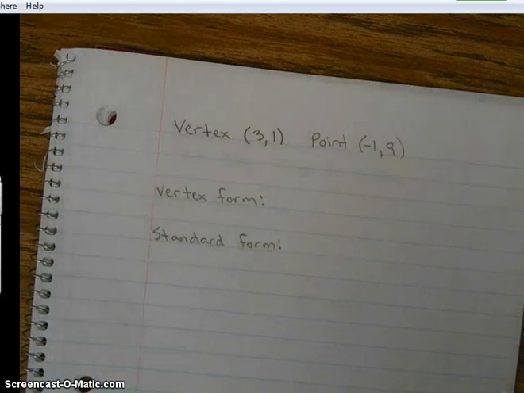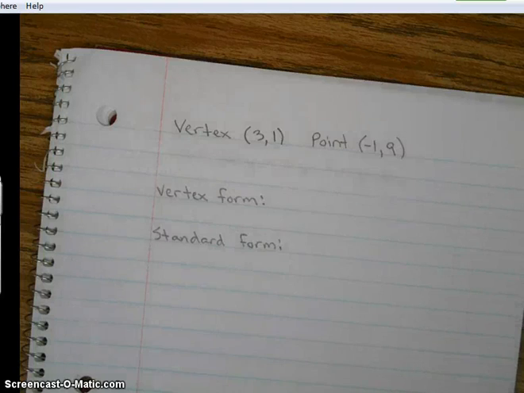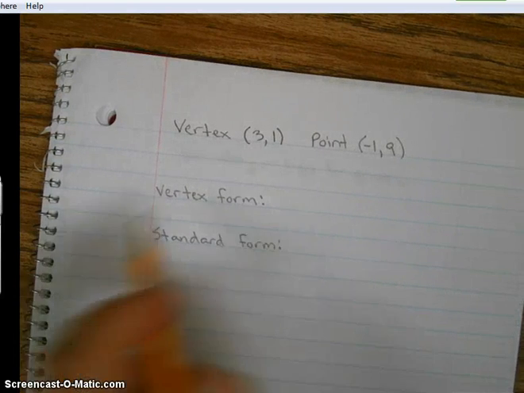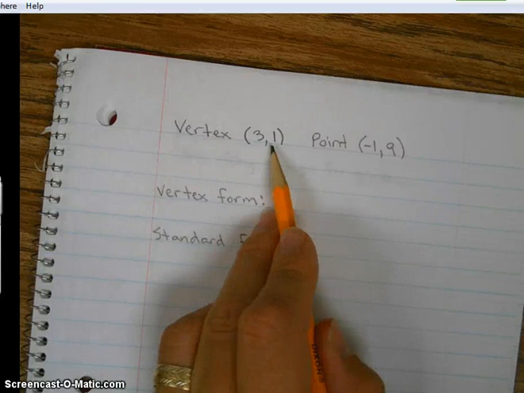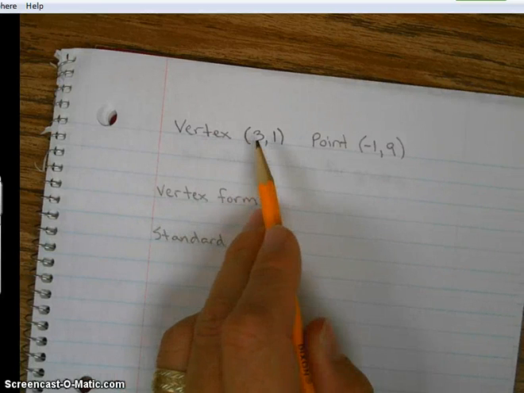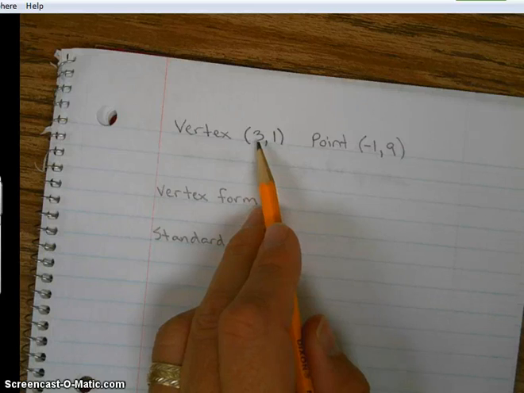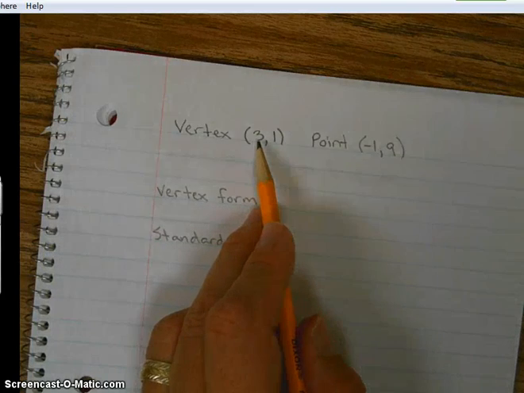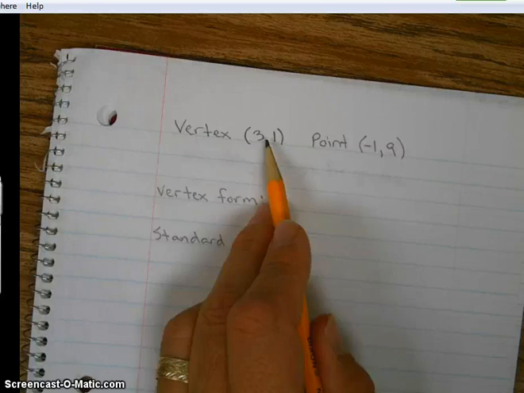Hey everybody, we're going to write an equation for a quadratic function when given 2 points. So we're given the vertex, and that's important. It has to be a vertex point, not just any point on the parabola. So we need to have the vertex point.